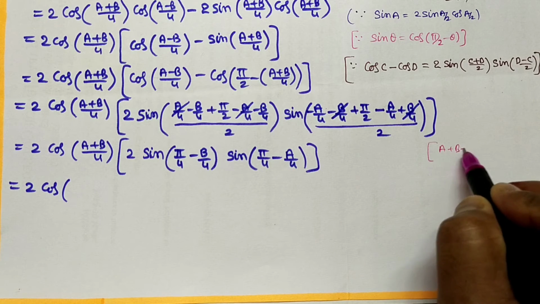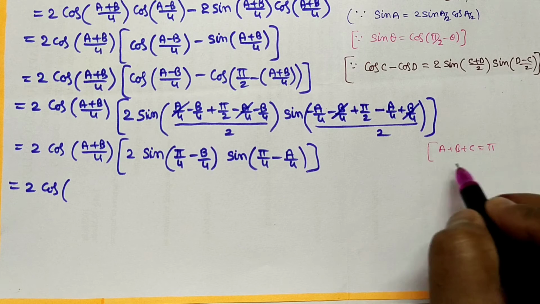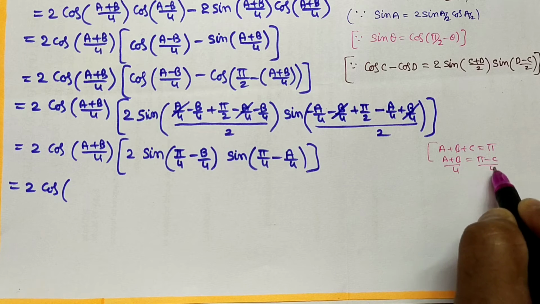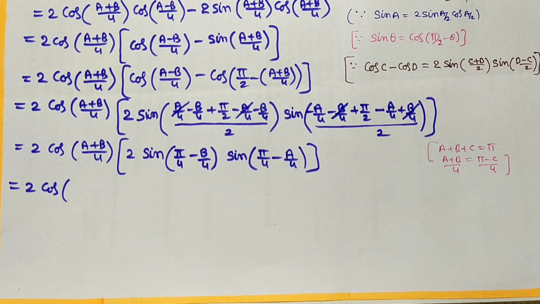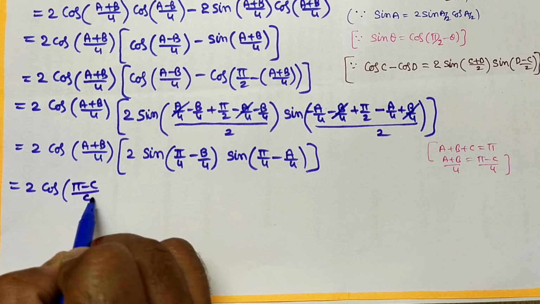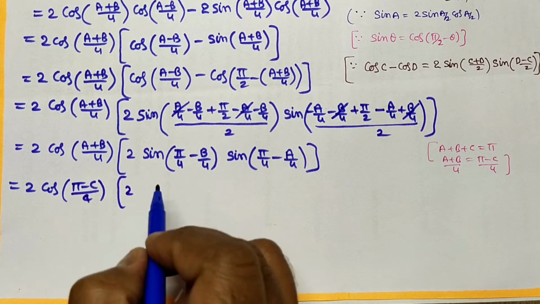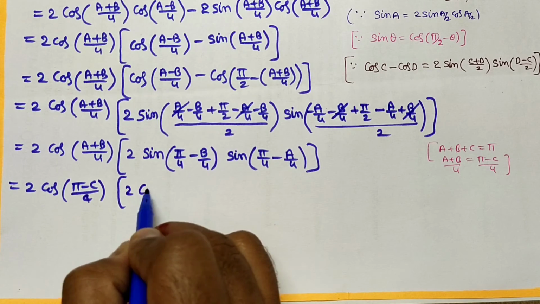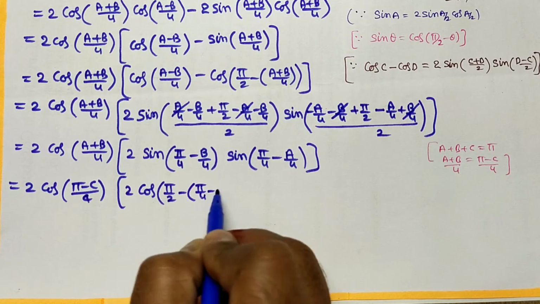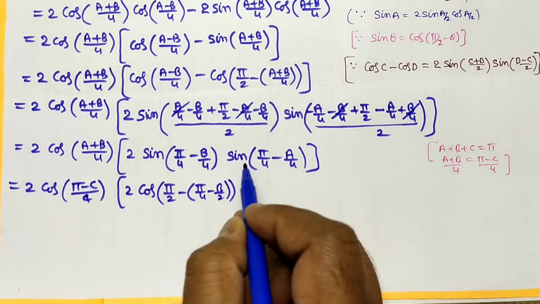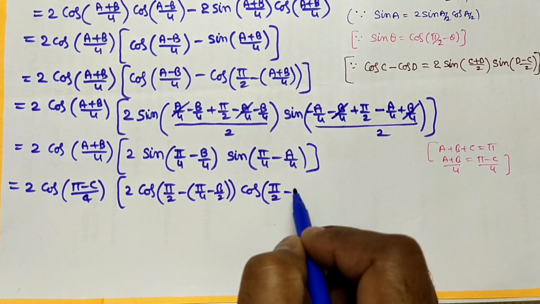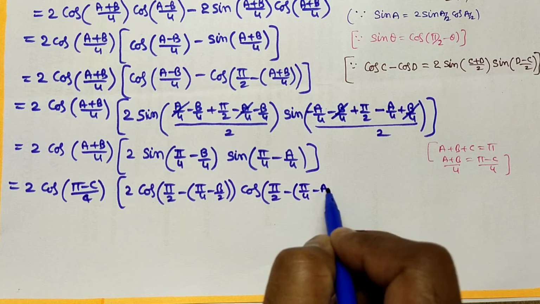A plus b plus c equal to pi. So a plus b equal to pi minus c, dividing on both sides by 4. So wherever a plus b by 4 is there, you have to replace it with pi minus c by 4. So 2 into cos of (pi minus c) by 4. 2 times sin theta can be written as cos of pi by 2 minus theta, so cos of pi by 2 minus (pi by 4 minus b by 4). Similarly, this also sin theta, cos of pi by 2 minus theta, hence pi by 4 minus a by 4.